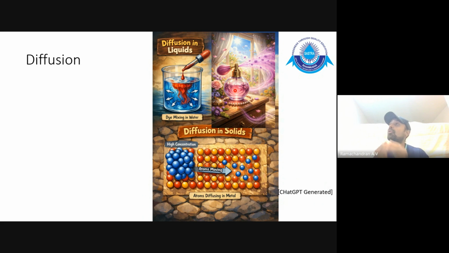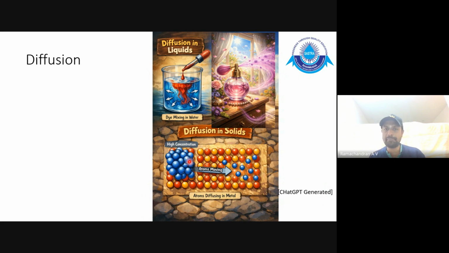Now the question is, what is the driving force? Then only we can model it. What is causing the movement? Okay, we observe there is movement, but what is causing the movement? So this fragrance is the same diffusion. You have seen it in liquid, we have seen it in gas, and we also observe diffusion in solids. That's going to be today's focus.